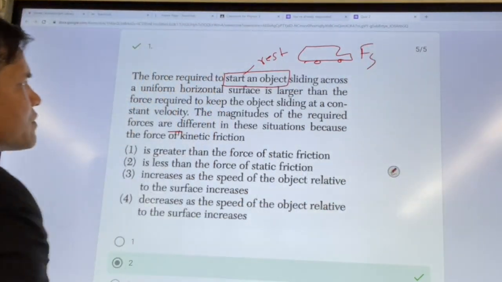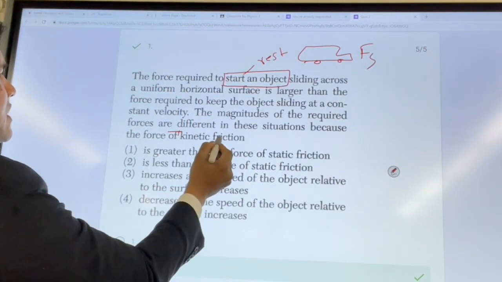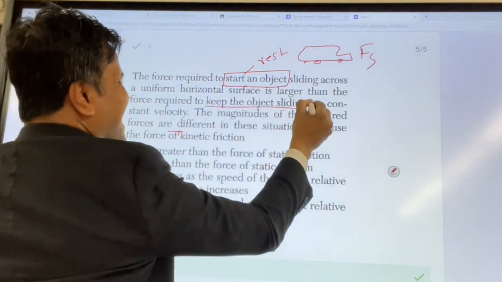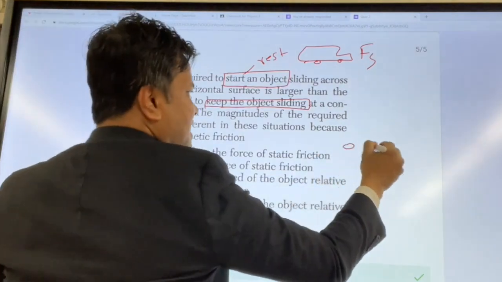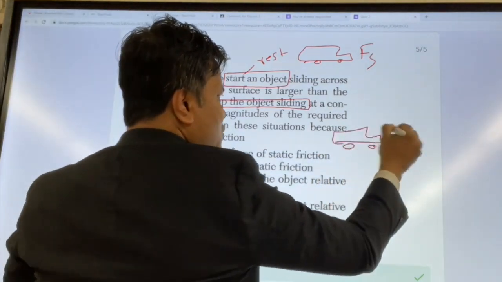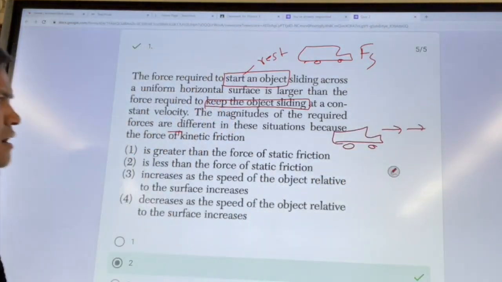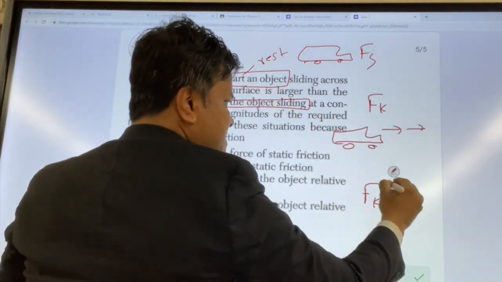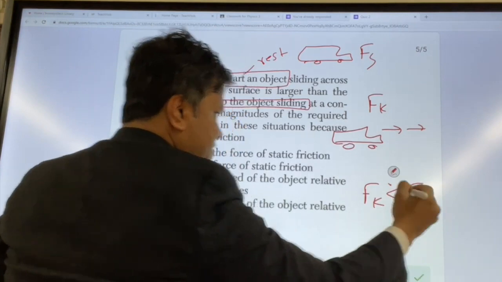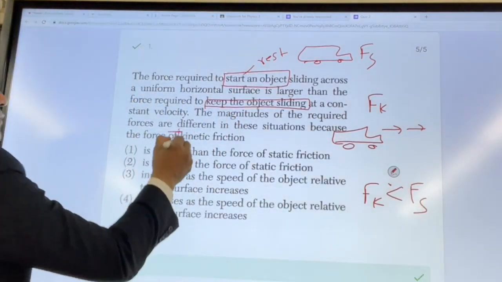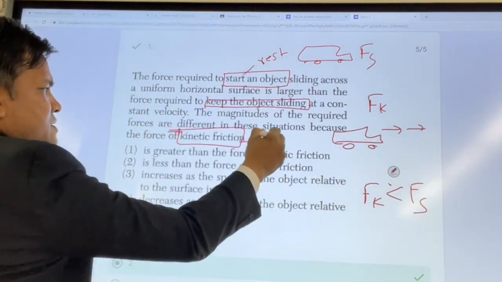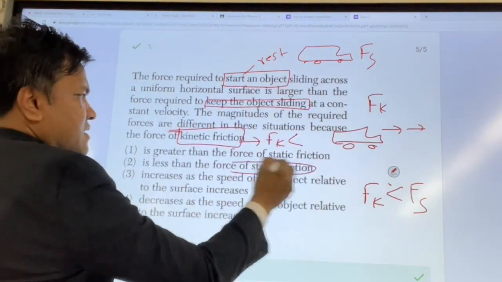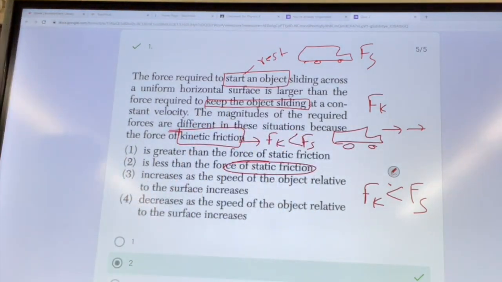Now the second part is to keep the object sliding. To keep the object sliding means the object is already in motion. So this is subject to Fk, and understand Fk is smaller than Fs. So the kinetic friction, Fk, is less than the static friction, Fs. This is problem number 1.